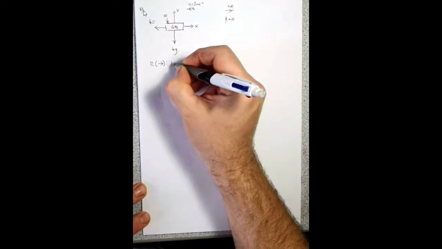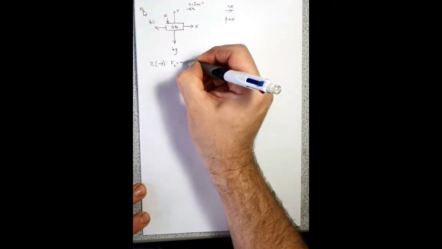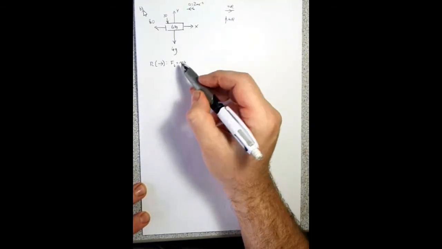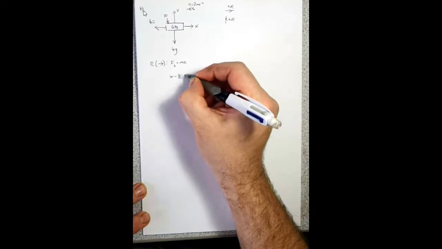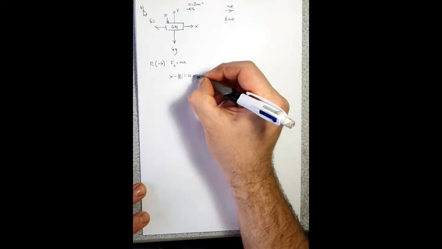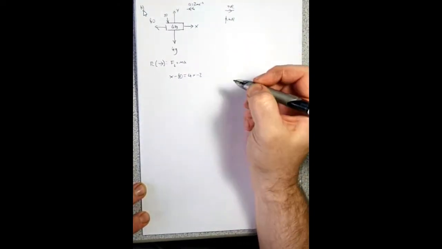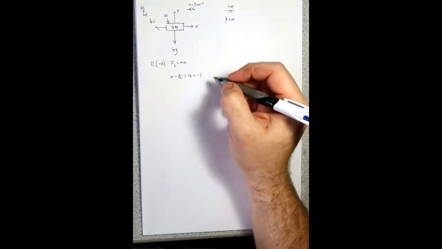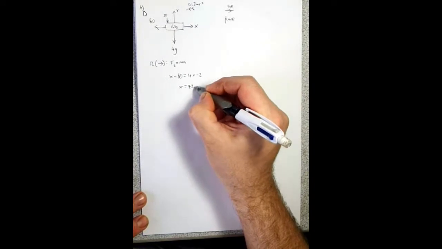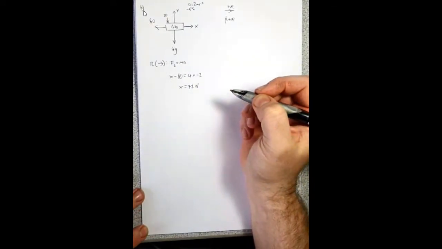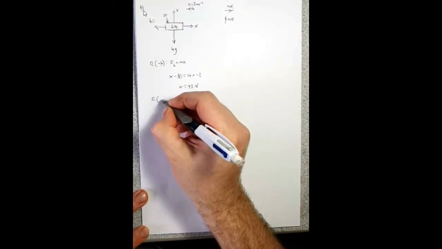So I'm going to resolve horizontally, resolve vertically, just as I did last time. Resolve horizontally, a reminder to myself that means F equals ma. Horizontally, x minus 80 is mass times by negative acceleration. So x will be 72 newtons.